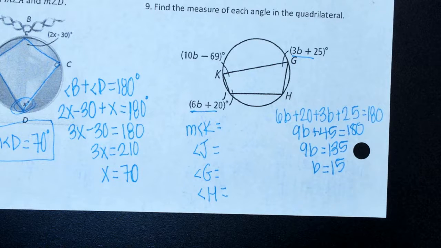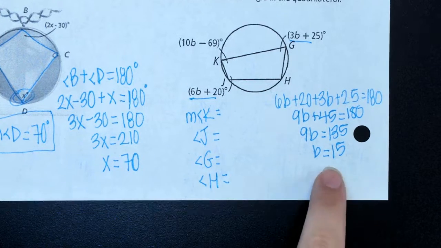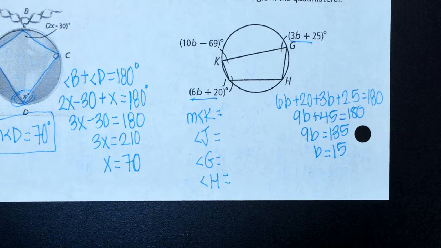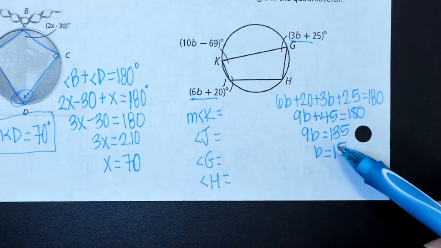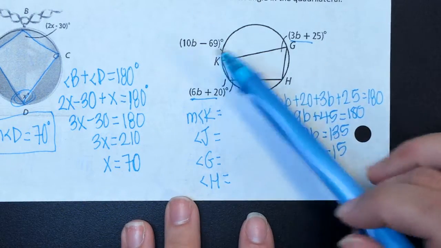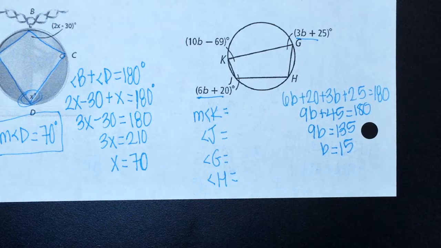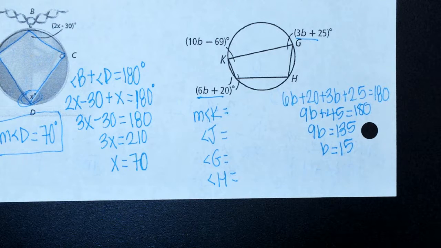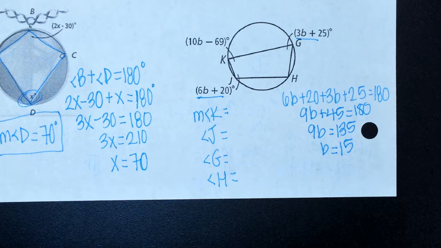Well, for K, G, and J, y'all need to plug B back in, and that'll tell you what the angle is. So plug 15 back in for B on J, K, and G. Go. Take 15 and plug it back in for B for all three of these, and you'll find that angle.